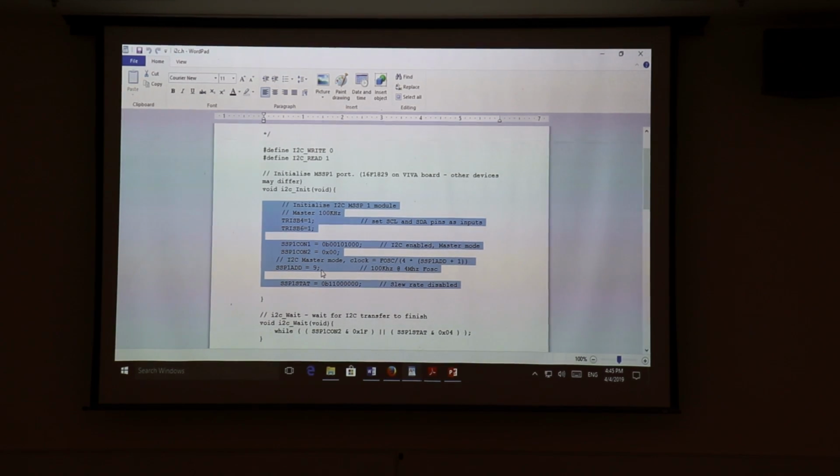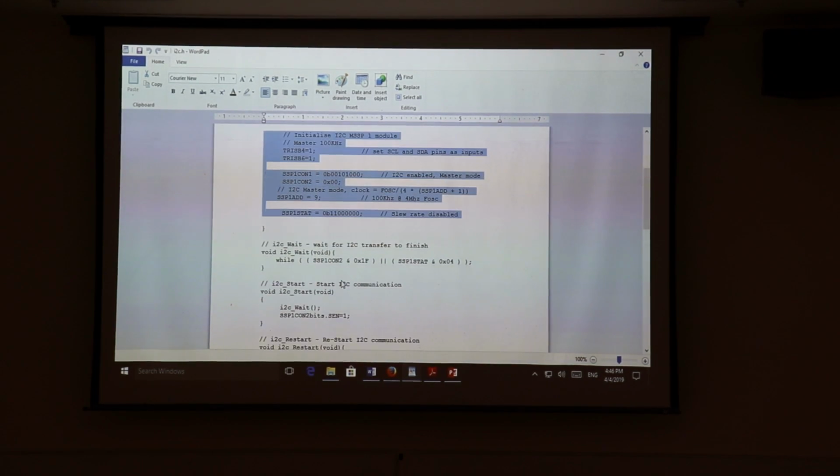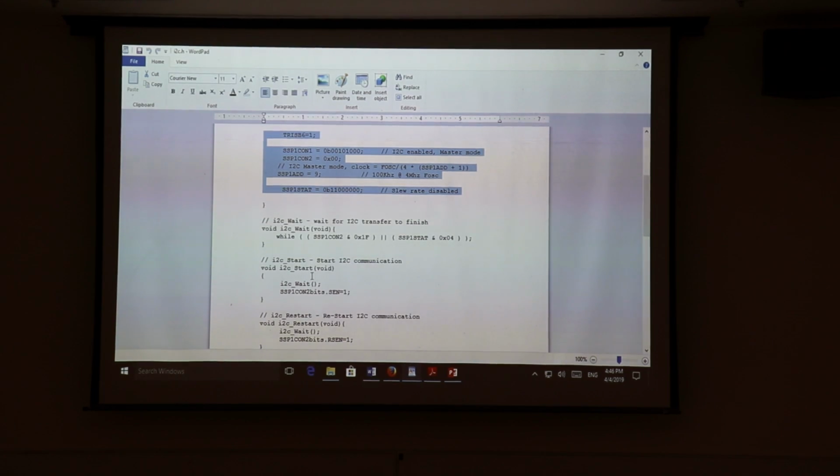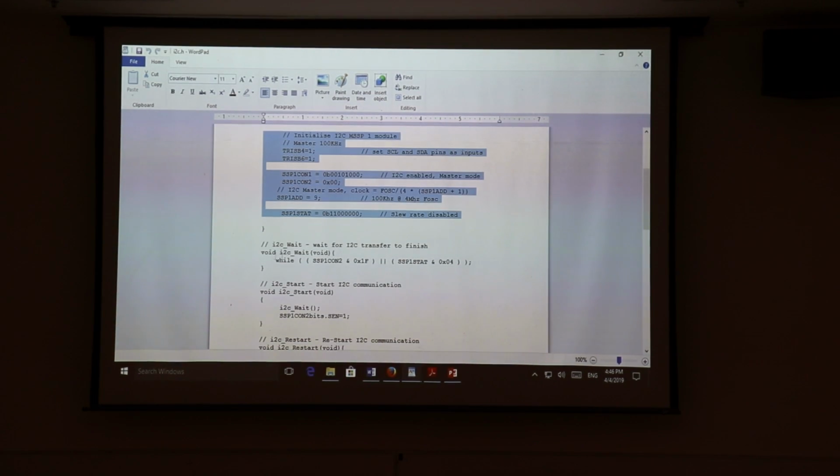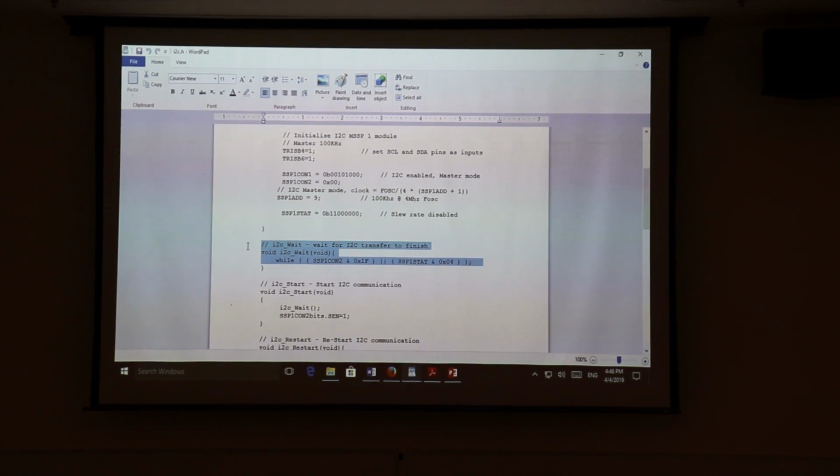So these are the settings we use in our control registers for our synchronous serial port. They'll put it into I2C master mode using our 4 megahertz clock, running at 100 kilohertz rate on the I2C line, and doing some things with the stat register. Okay, then we have several other functions. So we have a wait function where we wait for the I2C transfer to finish. Once we initiate a transfer, it doesn't finish instantaneously. It takes a certain amount of time, especially since it's only running at 100 kilohertz.